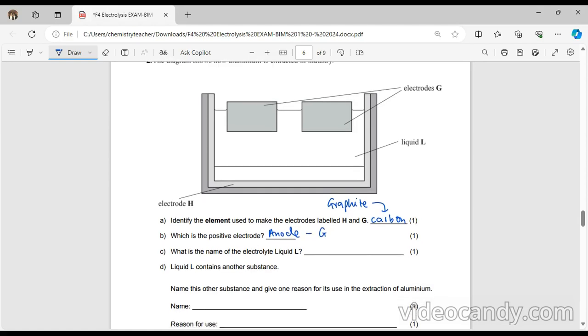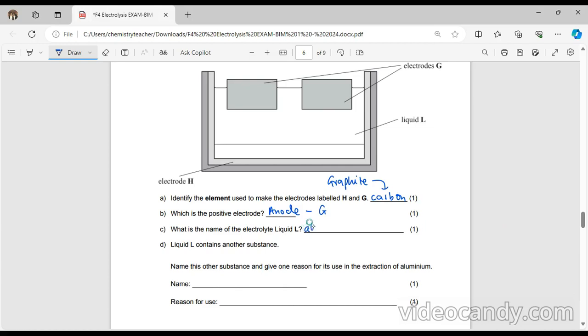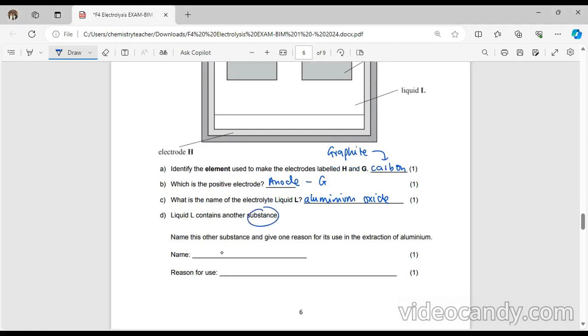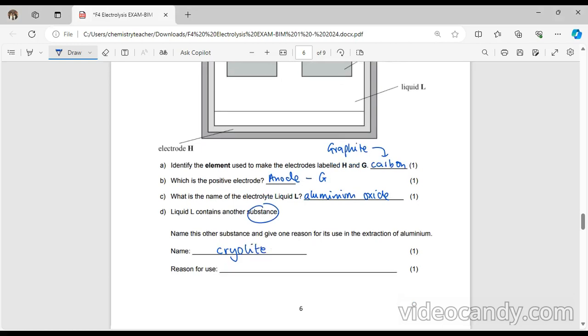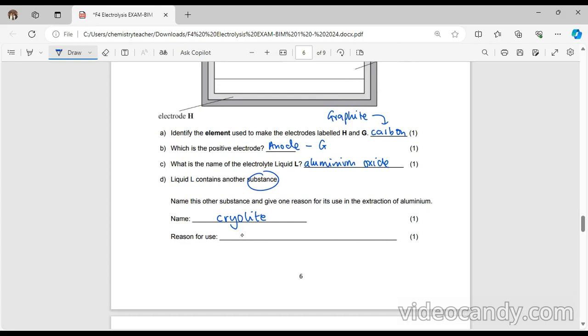The electrolyte L, so we extract our aluminium from aluminium oxide. And then L, the aluminium oxide is mixed with another substance. That substance is cryolite. I had a bit of an issue spelling this, a bit of a funny one, but it's spelled like that, cryolite. And the reason for that is it reduces the melting point. You had to say melting point because a few people wrote boiling point, but we're not boiling the aluminium oxide, we're just melting it. So the fact it lowers melting point is the important thing.